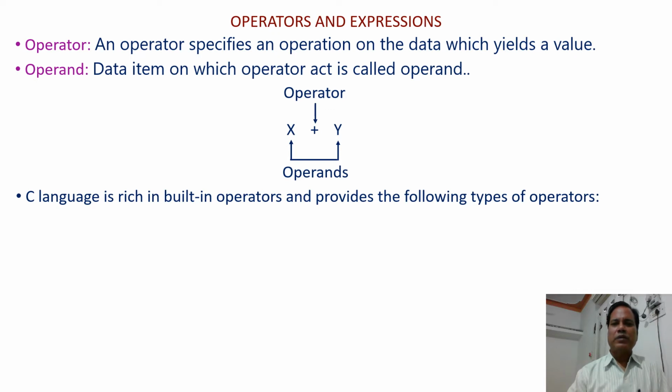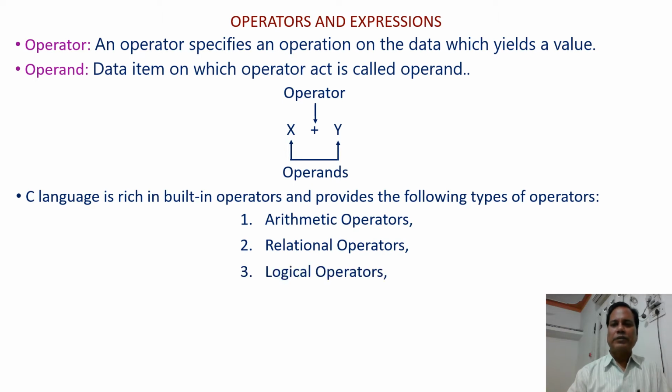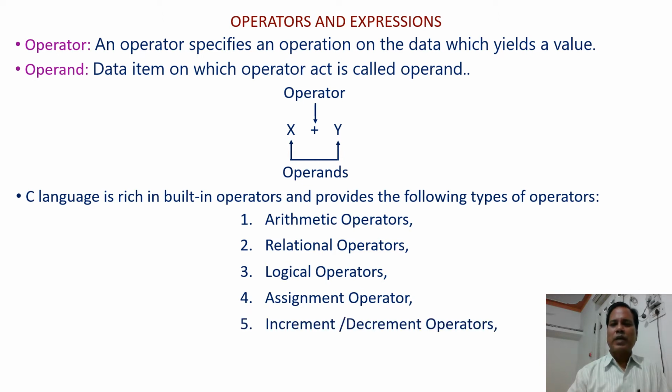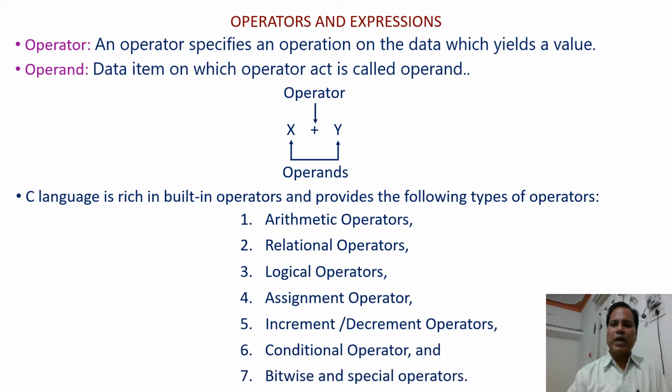C language is rich in built-in operators and provides the following types of operators: arithmetic operators, relational operators, logical operators, assignment operators, increment and decrement operators, conditional operators, and bitwise and special operators. These types of operators we have to discuss while learning C, under the topic operators and expressions.